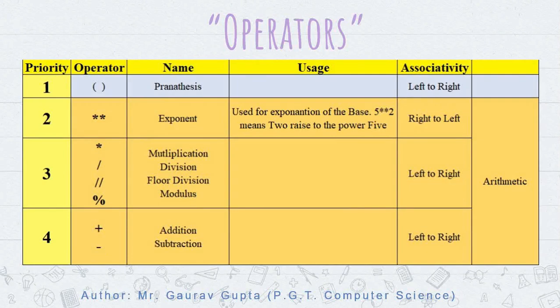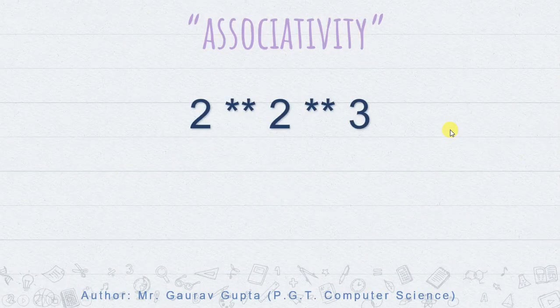Now we will understand about associativity and precedence. First of all, we will take associativity. In Python, exponents have right to left associativity. Let's see what it means. I have taken an example.